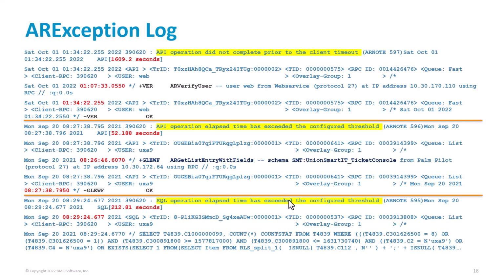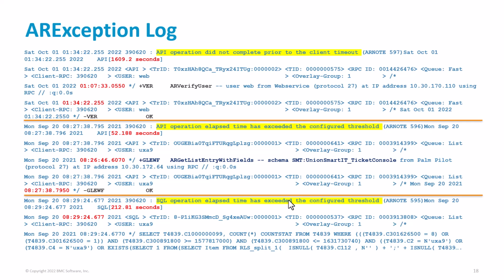In the last example, I have a SQL operation that surpassed the configured threshold. In this case, the SQL took 212 seconds. I can take a quick glance at the select statement and see if there's anything that's obviously ugly about it, or I can start looking at patterns and try to find out if there's a theme going on.